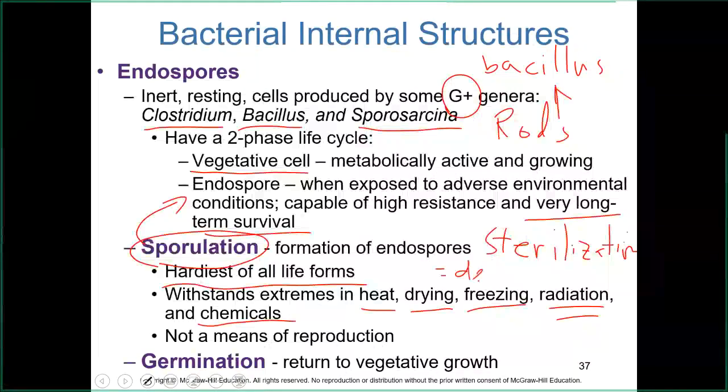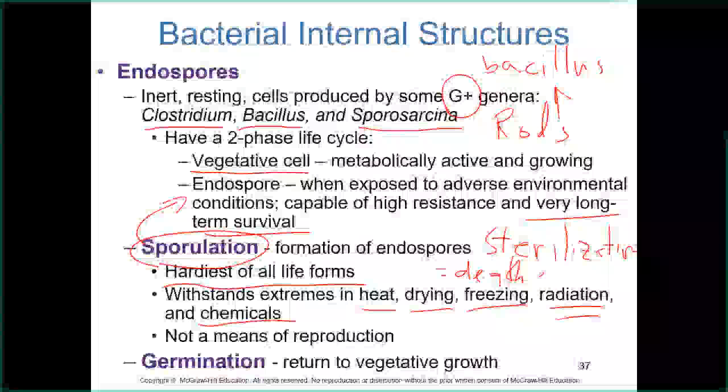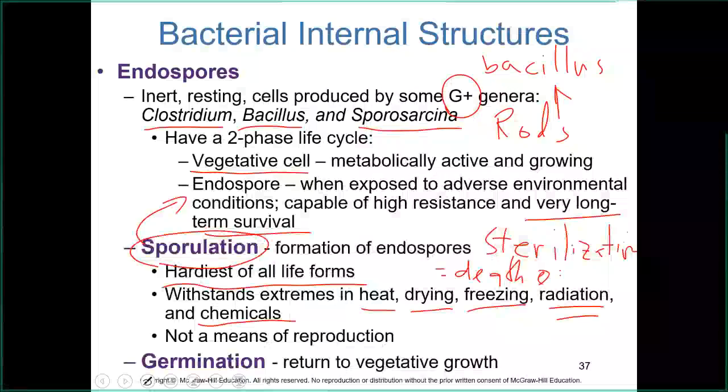Death of endospores. If you've killed the endospores, you've killed everything else. That's horrible, I know. Death of endospores.